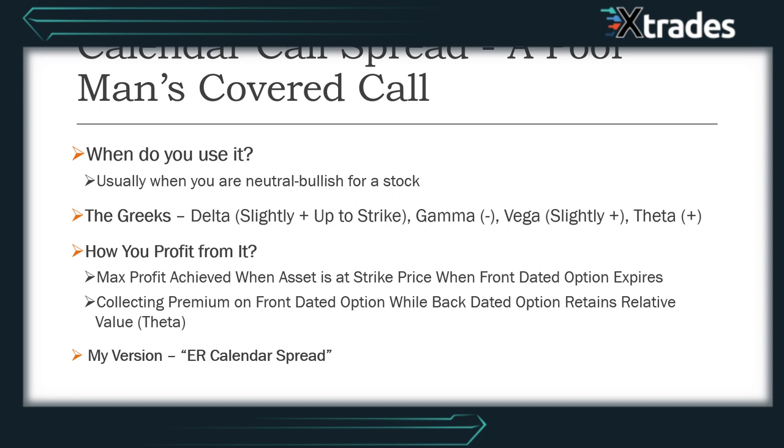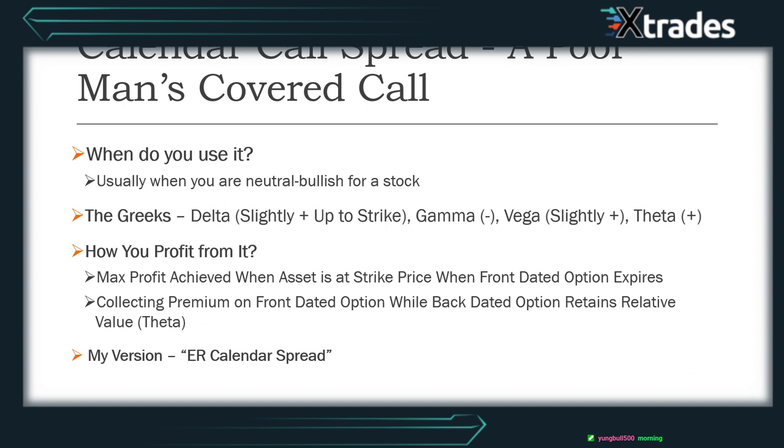Again, quick recap of this. I'm not going to try to go into too much detail on the calendar call spread because we talked about this last time. Just recapping, since it's related to the income strategies that we're talking about now. Usually you use it when you're neutral bullish. There are the Greeks, not going to go through those. You achieve max profit when the asset is at the strike price when the front-dated option expires.